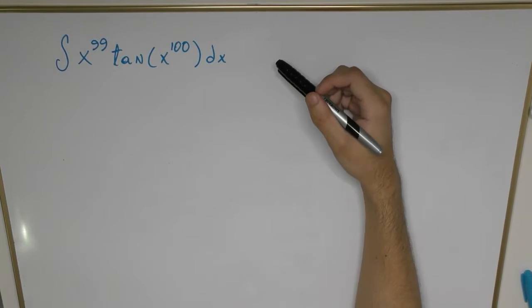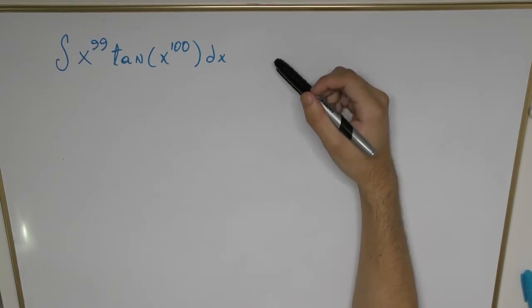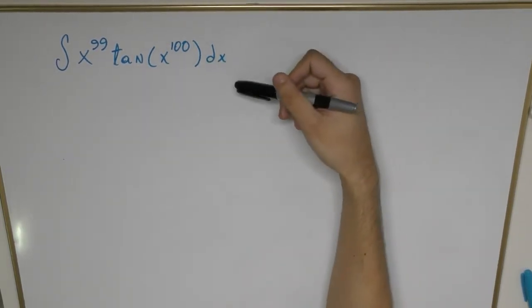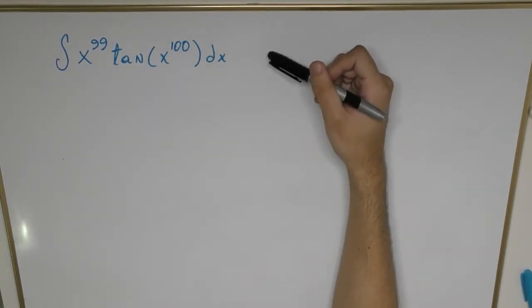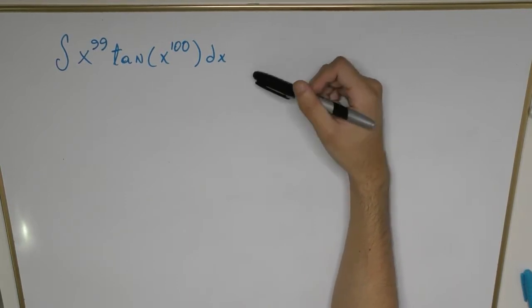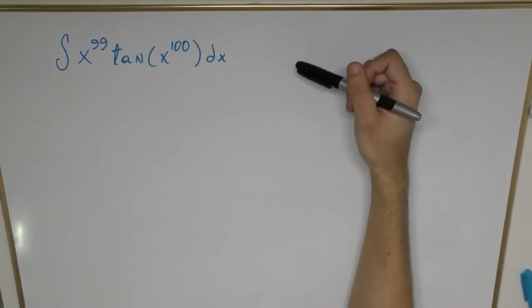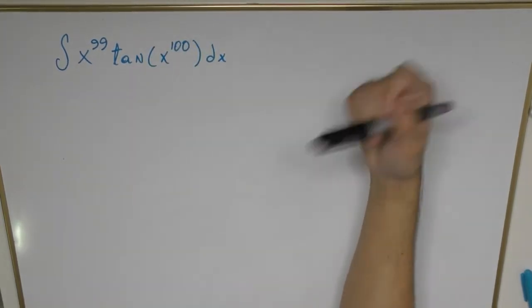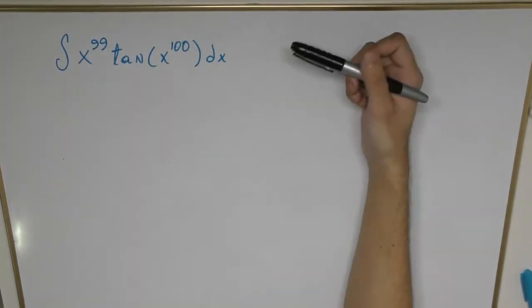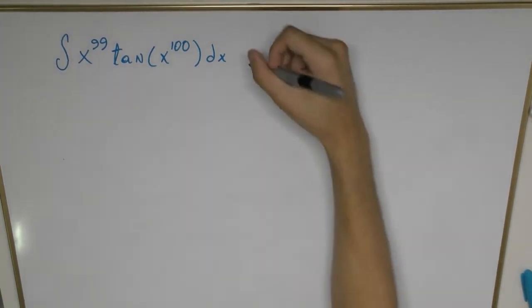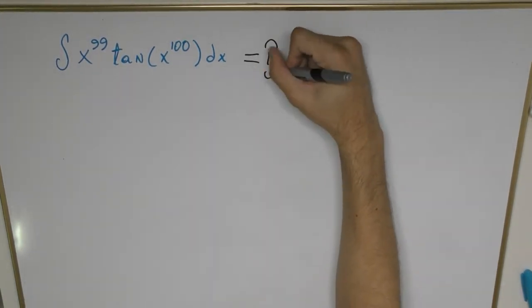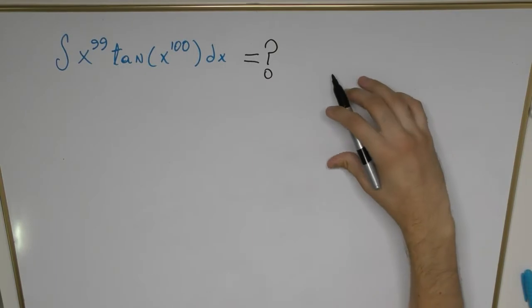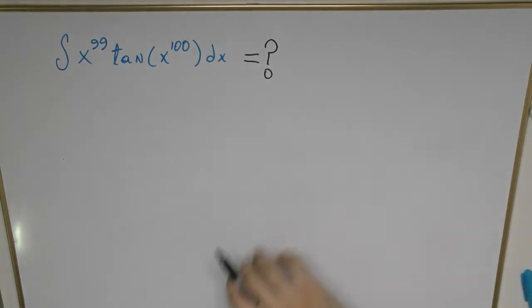And in today's video we're going to be looking at a very interesting integral, which is x to the power of 99 times tan of x to the power of 100. Now you might be looking at this integral and wondering, how exactly can we integrate this whole thing? I mean, it's a silly function in itself, but does it even have an integral? And the answer to that is yes, and we're going to see how we can manipulate this expression to get it into a form that we can use to our advantage.